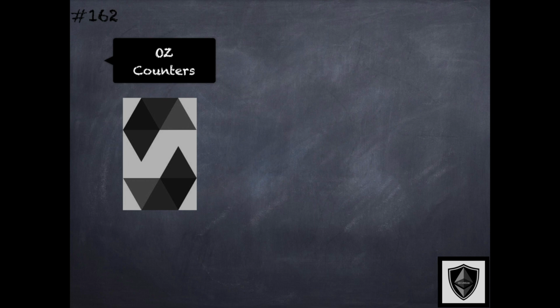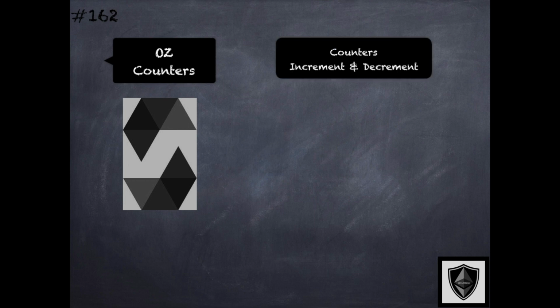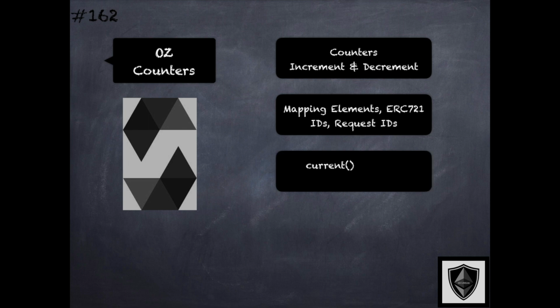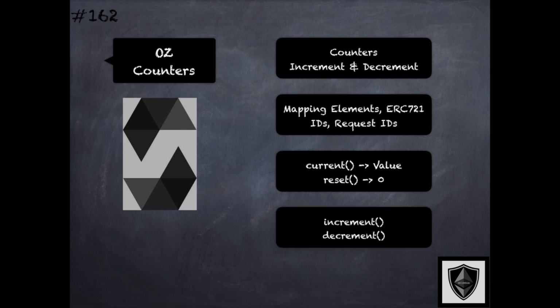There's a simple counters library that allows a contract to declare new counters and decrement it. This is useful for doing things like tracking the number of mapping elements, for ECDSA token IDs, for request IDs depending on the application context. And there are different functions, very simple ones, that let the contract get the current value of a counter, reset it to 0, and increment and decrement the counter by 1.